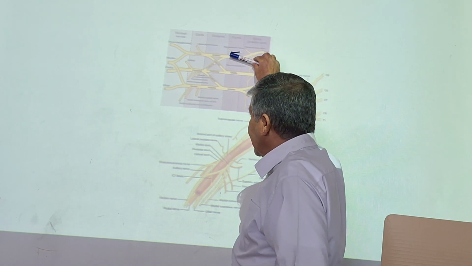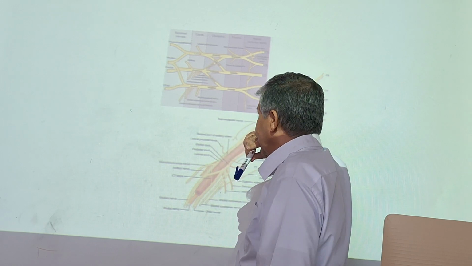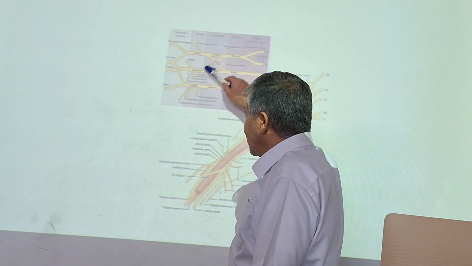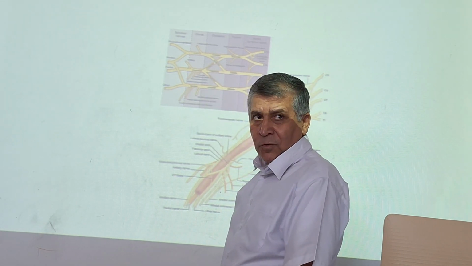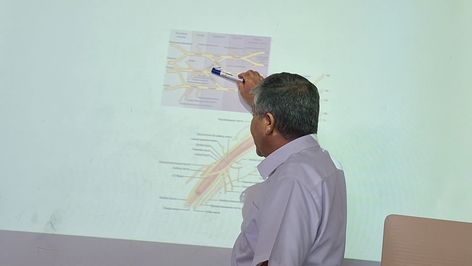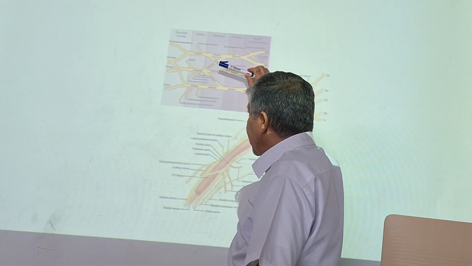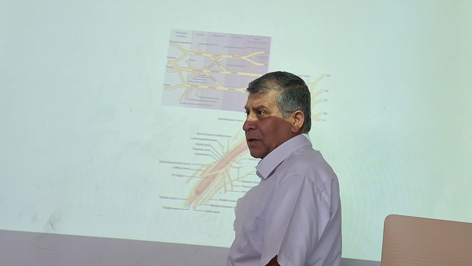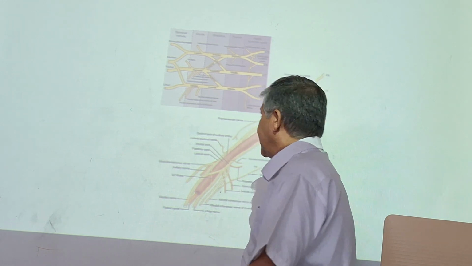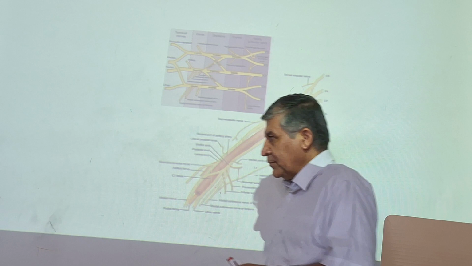The trunks divide into anterior and posterior divisions. The posterior divisions form the posterior cord. The anterior divisions of the superior and middle trunks form the lateral cord. The anterior division of the inferior trunk forms the medial cord. Okay?